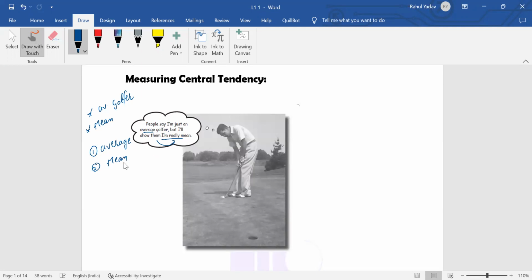So in this particular video, we'll try to see what the average is trying to say and what the mean is trying to say, and whether there is any combination or relationship between these two terms.